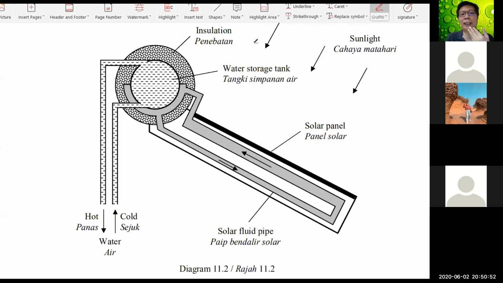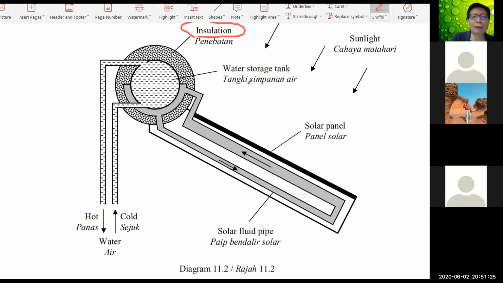Another one you need to pay attention to is insulation. Insulation means something like cotton to cover the water. So this insulation must be something very good in protecting the heat from escaping. So this must be a very bad heat conductor. Not conducting heat, understand? So roughly these are the three materials.